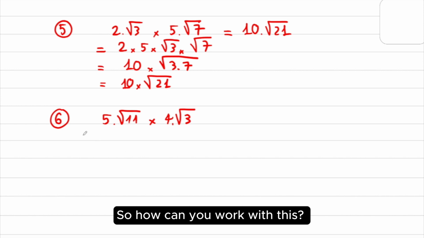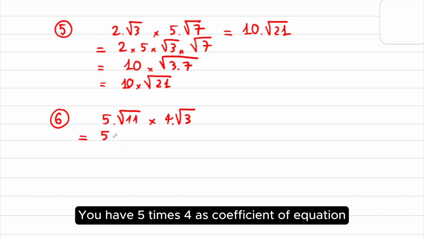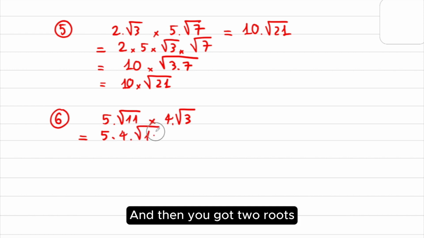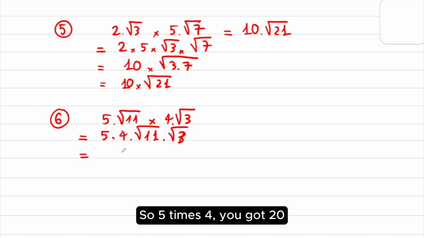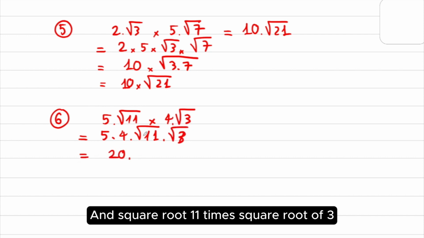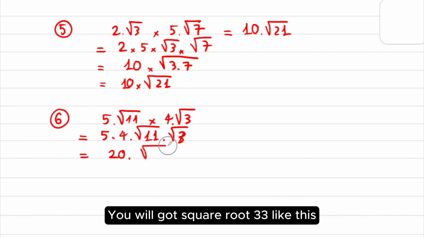Okay, so how can you work with this? You have 5 times 4 as the coefficient of multiplication, and then you have two roots, you multiply them together like this. So 5 times 4 you get 20, and square root 11 times square root of 3, you will get square root 33 like this.